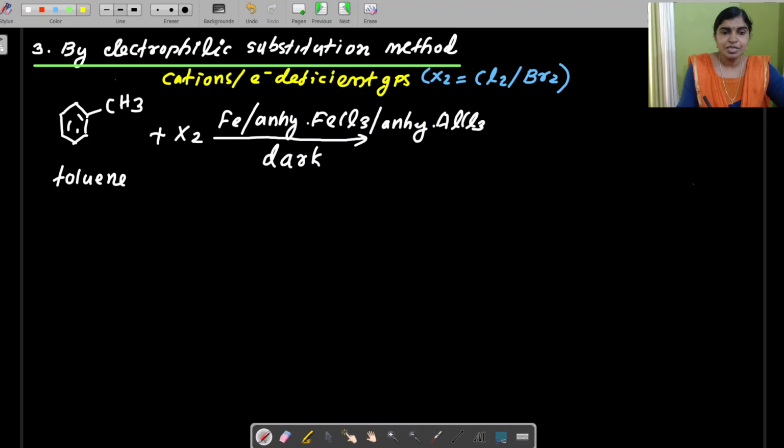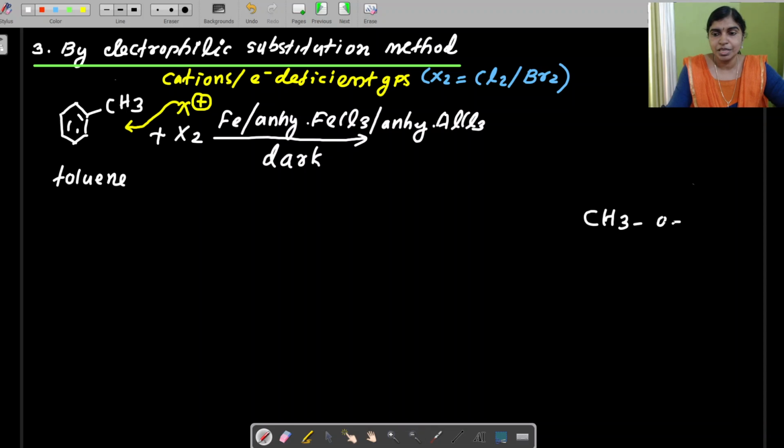And here from this X2 it produces an X plus, that is the electrophile here, and this is substituted here in the ring. So the position of the halogen is decided by this CH3 group, and here the CH3 group is an ortho para directing group.